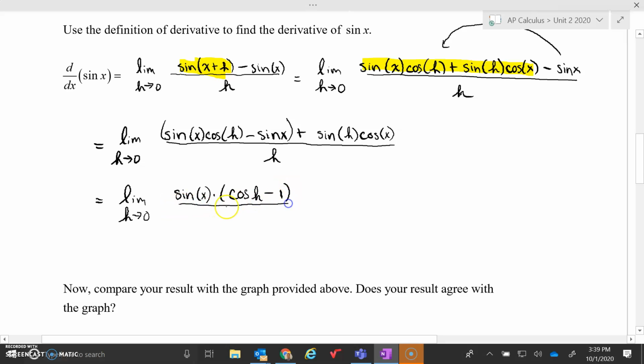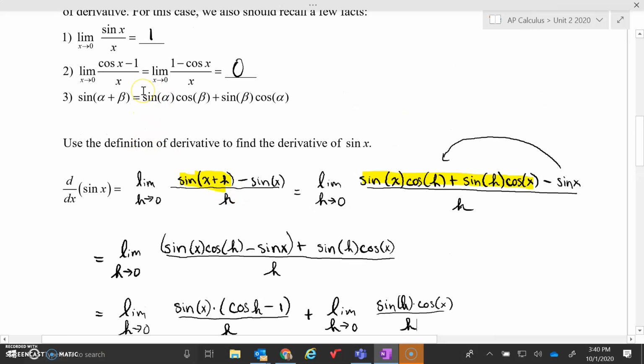all over h. And you know what? I'm going to go ahead and break this up into two terms. There is a limit property that says the limit of a sum is the sum of the limits. So here's my second limit. I'm going to write sine h cosine x, and that is also over h. Okay, all right, well, that looks pretty good. And the reason that looks pretty good is that I have this property.